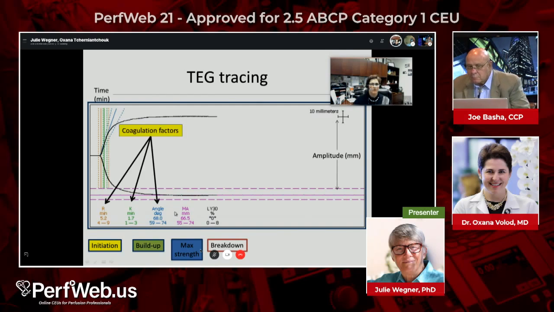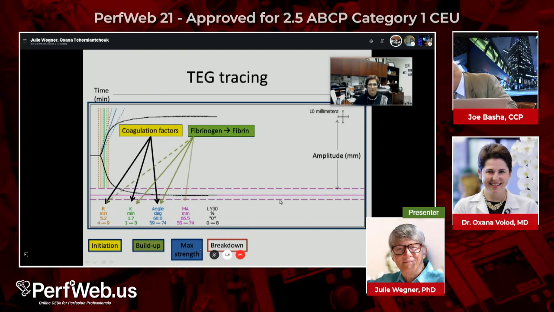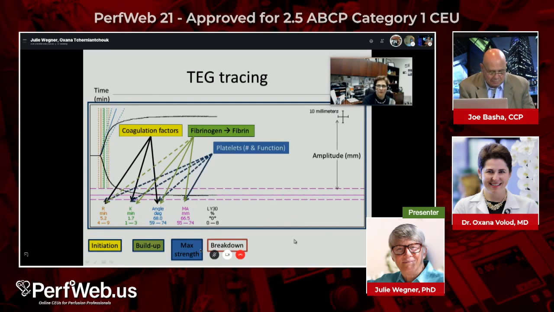With the R, K, and angle, as we saw, the coagulation factors are involved. Fibrinogen is involved when we get to the K and angle. The platelets are involved once we mainly get to the MA, but as cofactors, all these other ones. So basically what I was trying to show in this slide was that during the whole process, you're going to have all the elements.